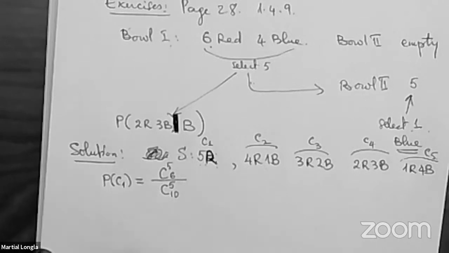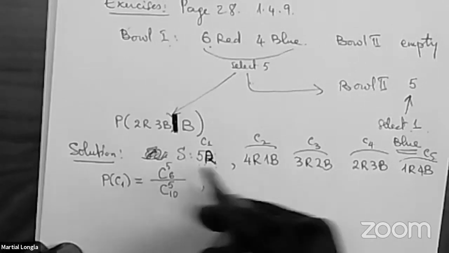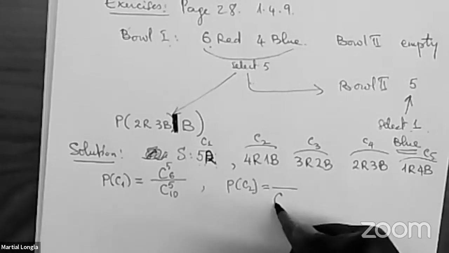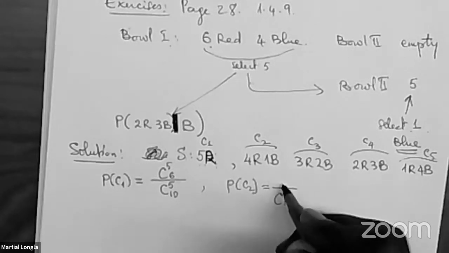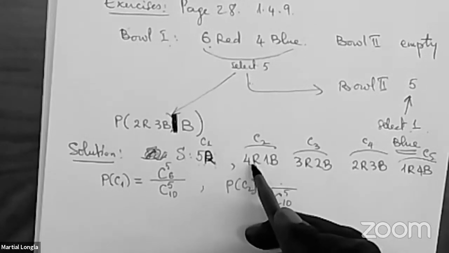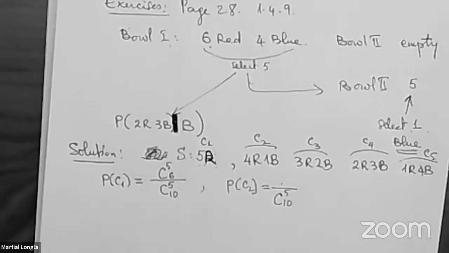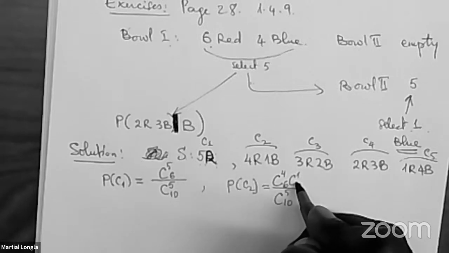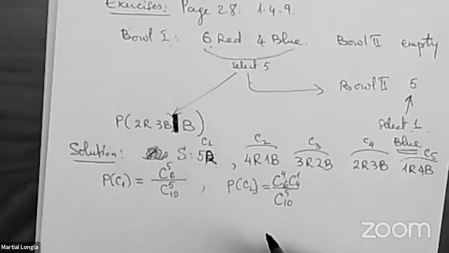All right. And so that's P of C1. What's P of C2? The denominator doesn't change, right? And what's the numerator? How could I select 4 reds and 1 blue? Select 4 reds. How many reds? 6. And select 1 blue out of 4. And that is multiplied, because that's a product rule. You're selecting the reds and then you're completing by a blue.